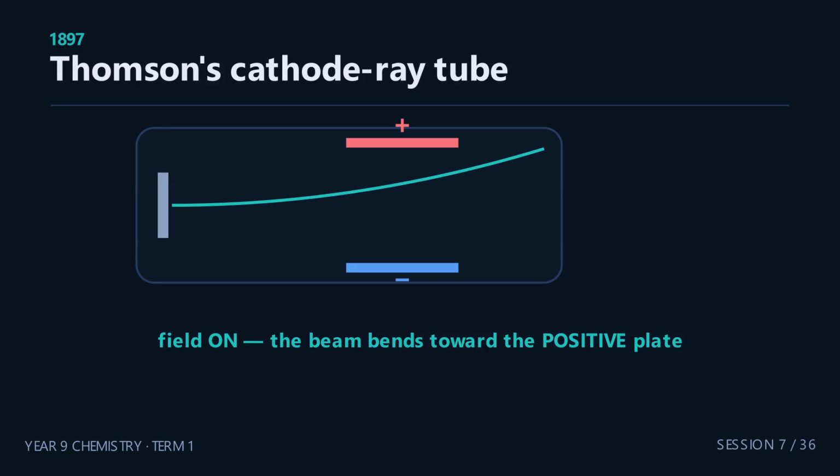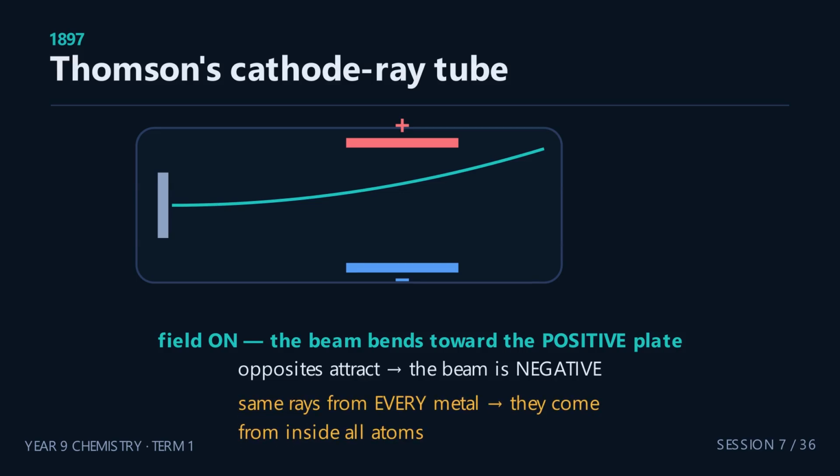And here is the crucial detail. The same rays appeared whatever metal the apparatus was made from. These particles were not special to one element. They seemed to come from inside all atoms.